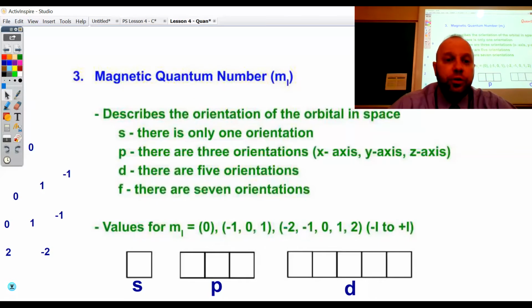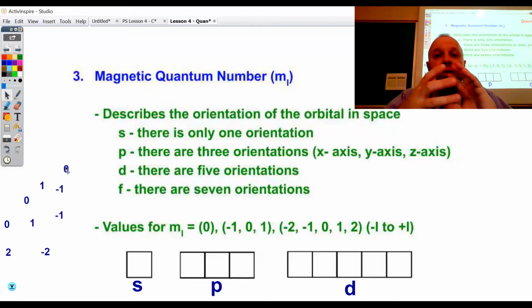So what we do is we identify each orbital in a sublevel using a number. For the S sublevel, there is really only one orbital. So an S sublevel, remember, is spherical. So there's only one orientation that you could possibly put a sphere in. So for the S sublevel, we have a single orbital, and we're going to call that orbital 0.